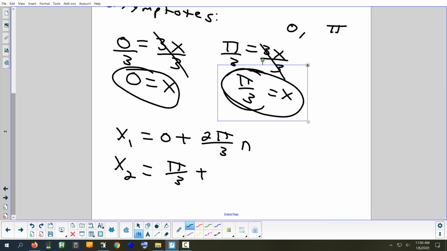So what would I put on the end of this one? Well, I said n, but we got to have more than that. It's plus the period times n. 2 pi over 3, n. Yep. So if you add 1 multiple of 2 pi over 3, you'll get the next asymptote. If you add 2 multiples of 2 pi over 3, that'll move you 2 cycles down. If you add 20 multiples of 2 pi over 3, it'll move you 20 cycles down. But these are your asymptotes.